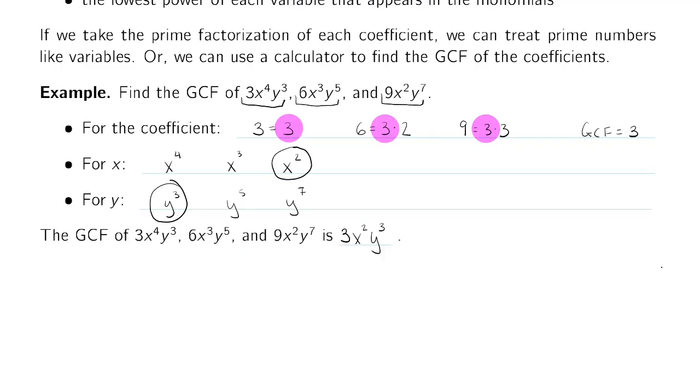And we notice that that really is a common factor, right? 3x to the fourth, y to the third. Well, that's 3x squared y to the third times, we need 2 more copies of x. 6x to the third, y to the fifth. Well, that's 3x squared y to the third times, let's see, we need to multiply the 3 by a 2. We need 1 more copy of x, and then we need 2 more copies of y.